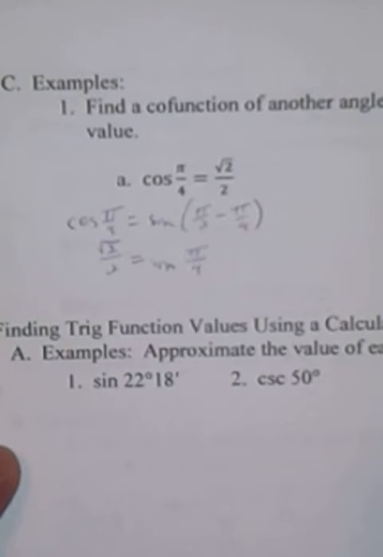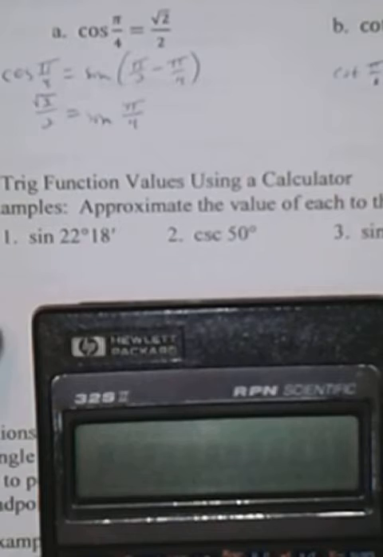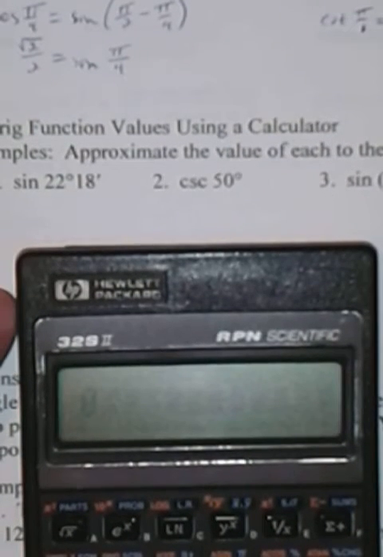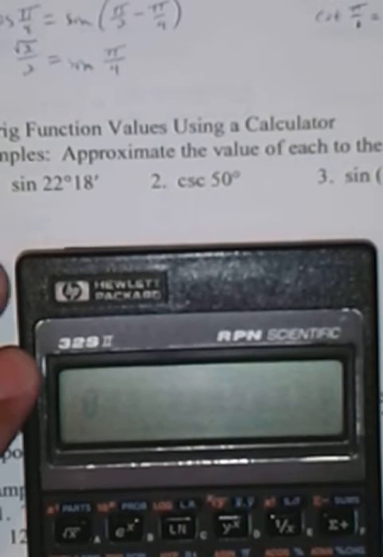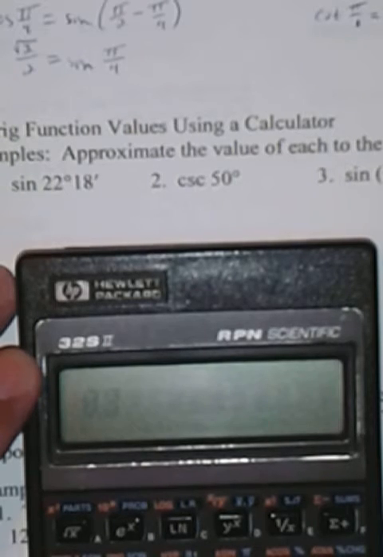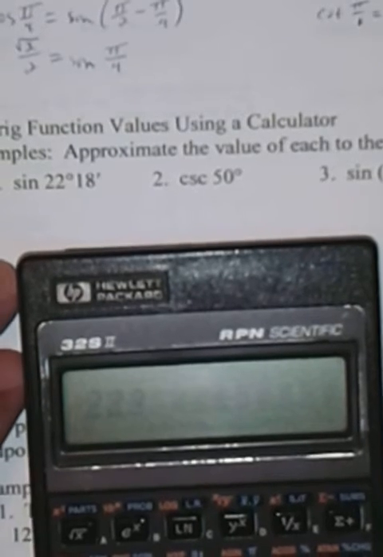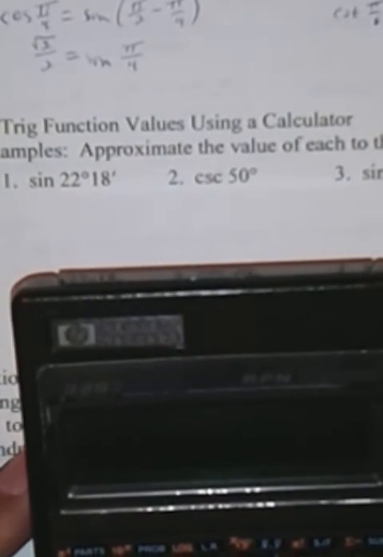Part 4 says finding trig function values using a calculator. So the first one, 22 degrees, 18 minutes. And so I got my trusty calculator out. How am I going to do this? Because my calculator doesn't have minutes. So I'm going to first convert the minutes into degrees by just making it a fraction. So it's 18 out of 60. 18 divided by 60 is 0.3 degrees. Plus 22 is 22.3 degrees. And the sine of that, oh, is this in degrees? Let's check. Let me see, where do I find that?